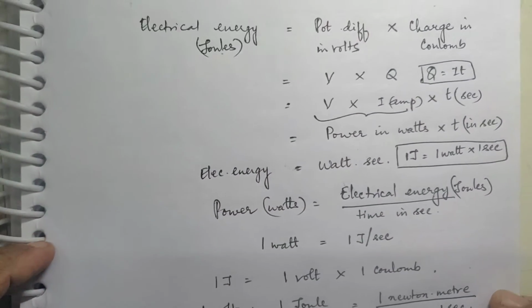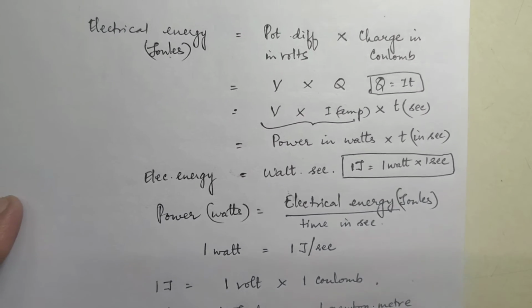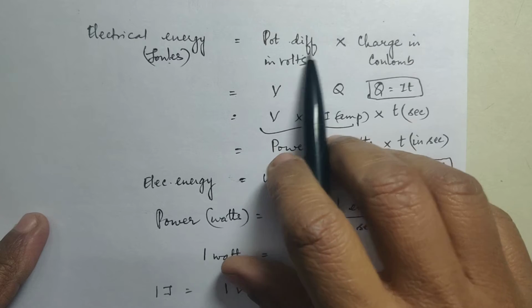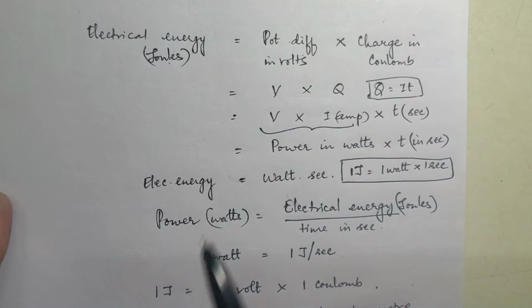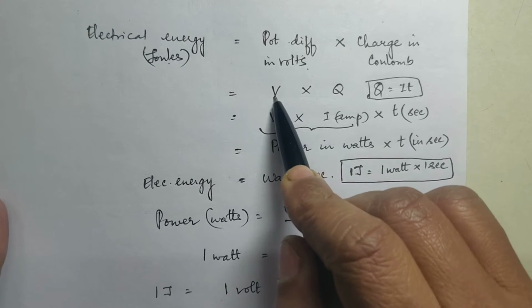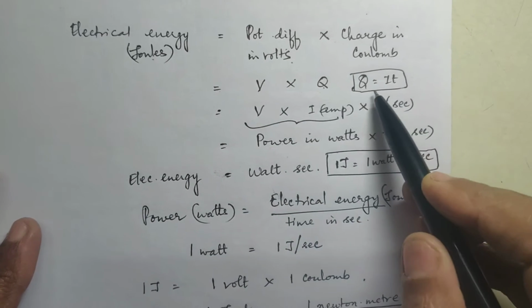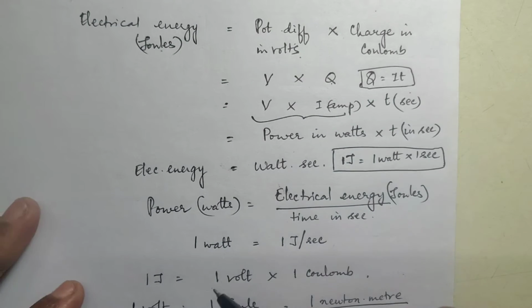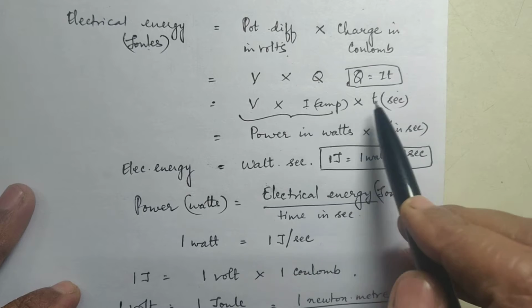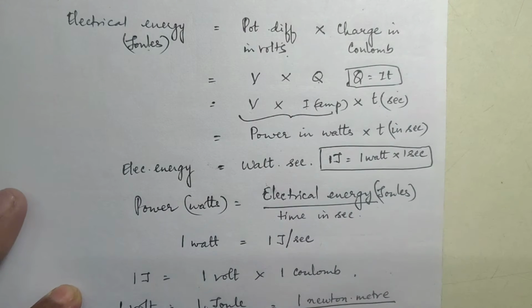Now children, let's move a little further in this topic. Electrical energy is equal to potential difference in volts into charge in coulomb. Potential difference in volts is measured in V. Coulomb, that is Q. And you know very well Q is equal to IT, we saw it earlier. So this expression can be written as V into I into T.